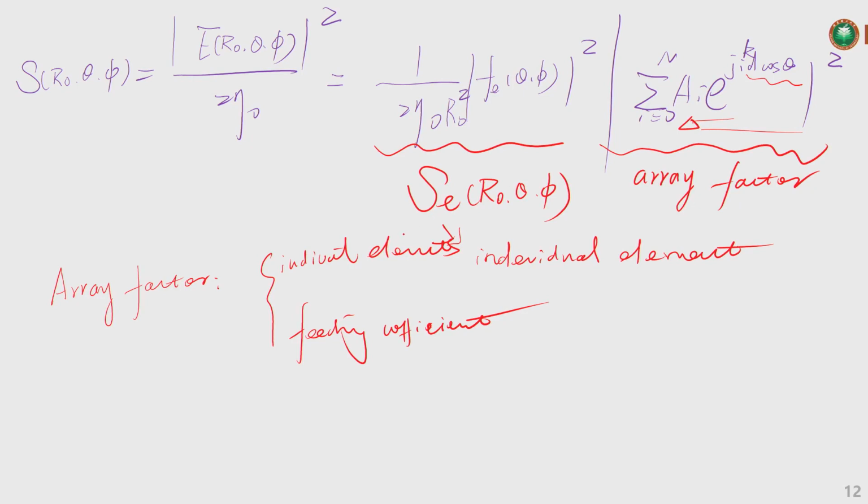So that means the array factor is affected by the individual elements' position, right? Position of individual elements, and also the fading coefficients for the elements. But it would not depend on the radiation. Oh, sorry.